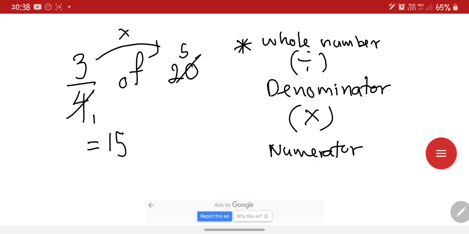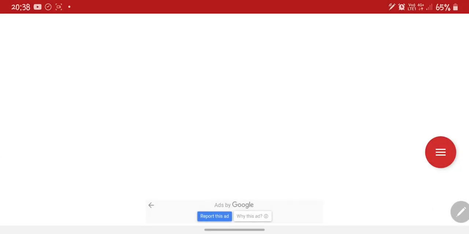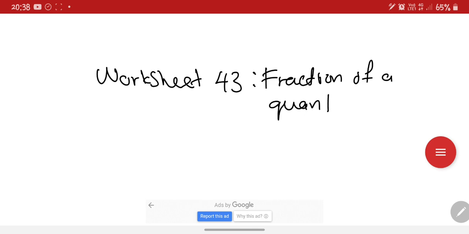Okay, I hope you guys understand about this topic. So now let's go and do our worksheet. So you guys can go and proceed to your worksheet, which is worksheet 43, fraction of a quantity. All the best. Try to find the division first, then you multiply by the numerator.